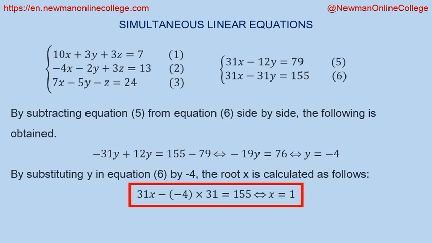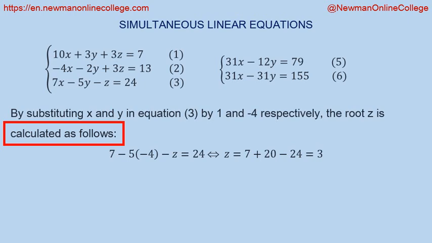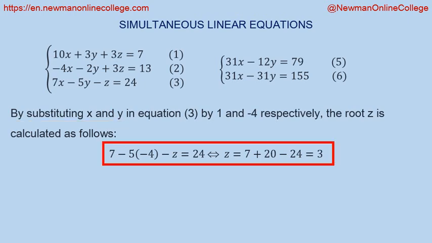31x minus negative 4 times 31 equals 155, which is equivalent to x equals 1. By substituting x and y in equation 3 by 1 and negative 4 respectively, the root z is calculated as follows. 7 minus 5 times negative 4 minus z equals 24, which is equivalent to z equals 7 plus 20 minus 24 equals 3.